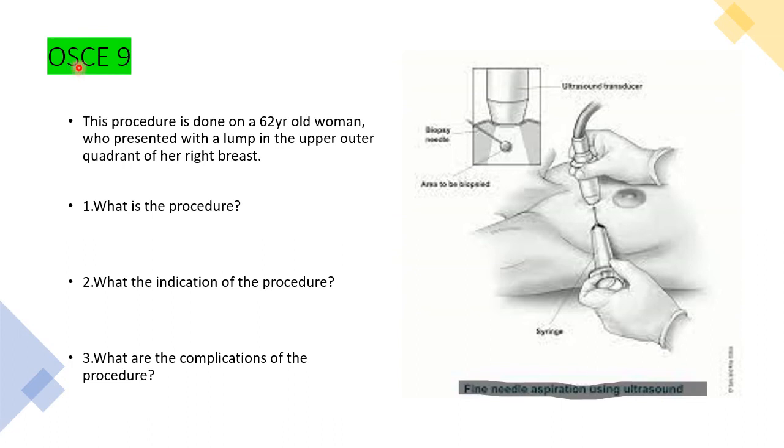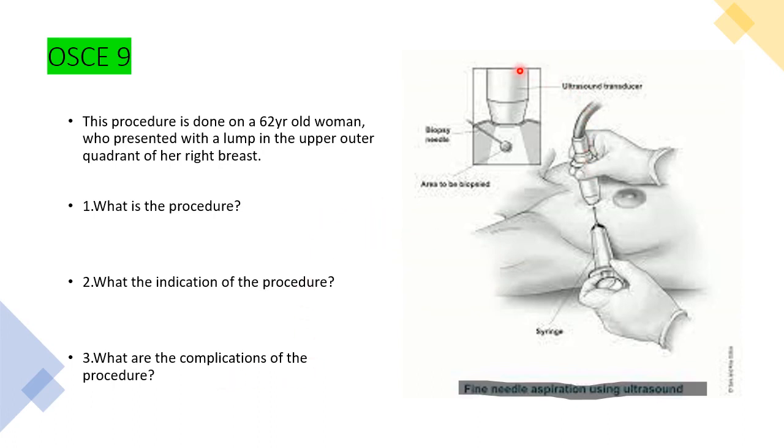Now we come to OSCE number 9. This procedure is done on a 62-year-old woman who presents with a lump in the upper outer quadrant of her right breast. What is the procedure? What are the indications of the procedure? What are the complications of the procedure?